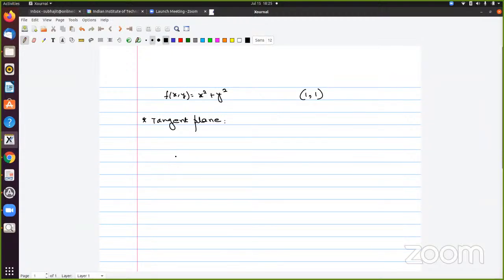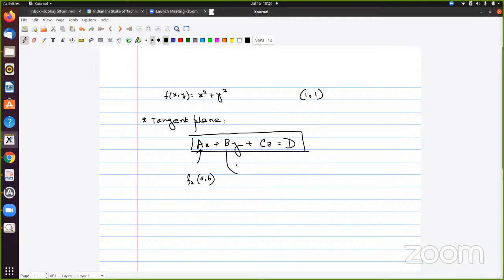How should the tangent plane look? Any plane in 3D should look like... So the answer is 2x plus 2y minus z equal to 2. So what is the coefficient of x here? It is 2, basically f_x at this given point, correct?